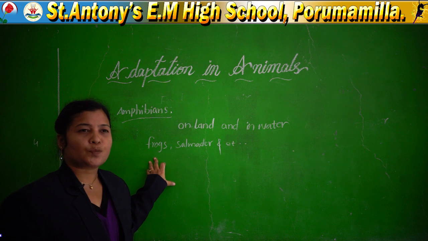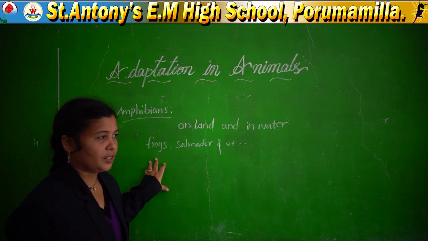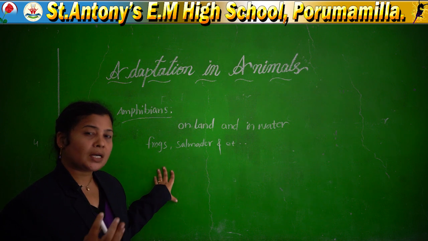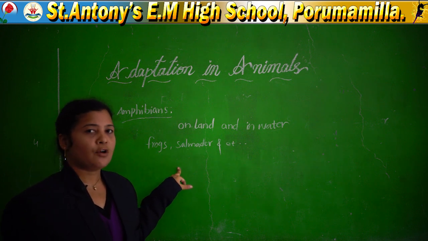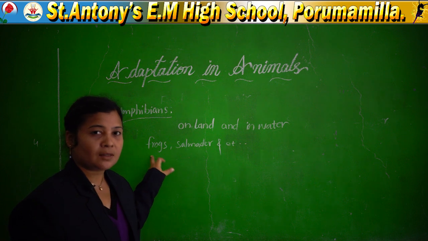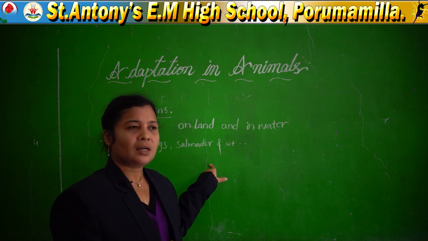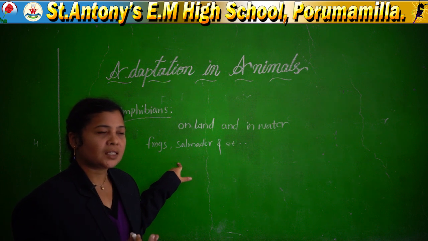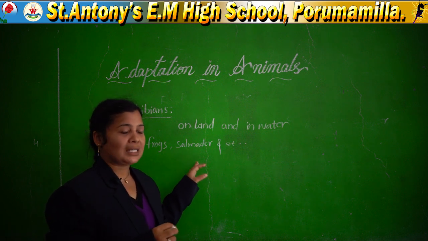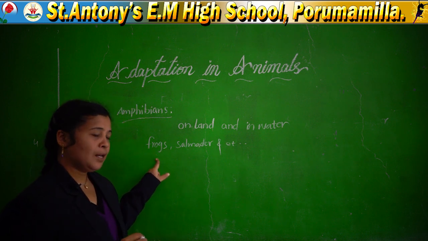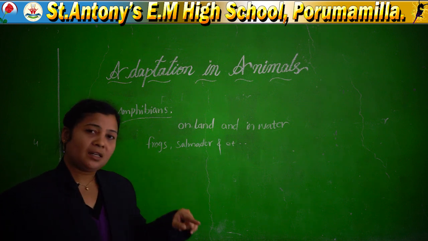They also have specialized organs to live on land and also to live in water. How does a frog live on land? Frogs have lungs. With the help of lungs, frogs live on land. How do they live in water? The frogs can breathe with the help of skin. The skin is used for breathing when the frog is in water. So, with the help of lungs, they breathe on land. With the help of skin, they breathe in water.